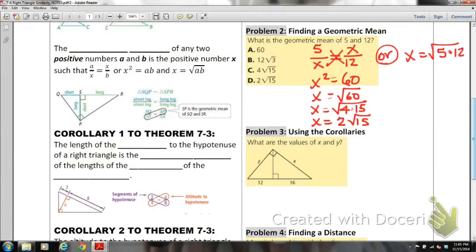And that's a little shorter, if you can remember to do this, that it's the square root of the product of the two numbers. Then you can go directly to the square root of 60 and finish that out. That's 4 times 15, which is 2 times the square root of 15. Either way, you're going to get the same answer, that x is 2 times the square root of 15.